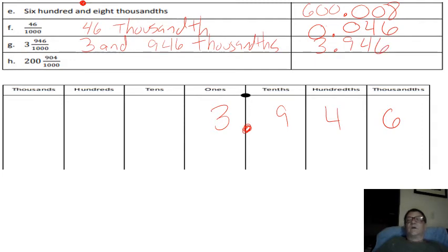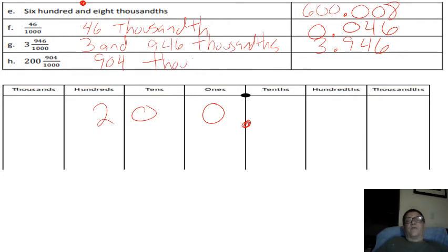All right, last one for this page. Our next one's 200 and 904 thousandths. Well, I think you'll see from the last one, this 200 is a whole number. It's before the fraction. So all we have to deal with is 904 thousandths. So we'd have to put our 4 in the thousandths place and fill the rest of it in. So it'll be 200 and 904 thousandths.